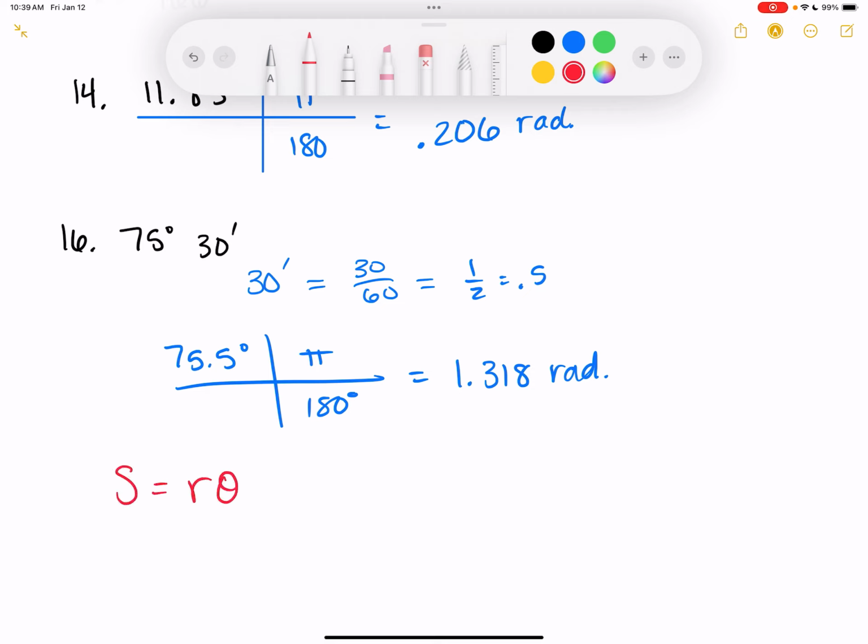So S equals R theta. Now in this notes set, there is a formula that they give you that has the pi over 180 in it. So they add a pi and they divide it by 180 so that you don't have to convert the theta before that. But I would just get used to converting before. That's the way we've always done it. I think the other formula is harder. So S equals R theta.